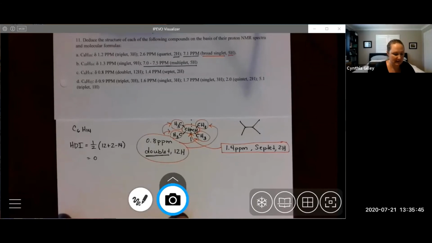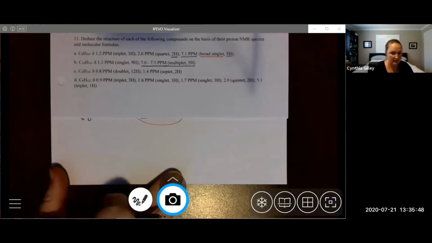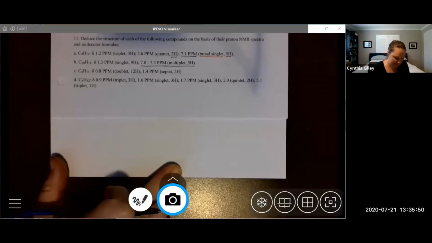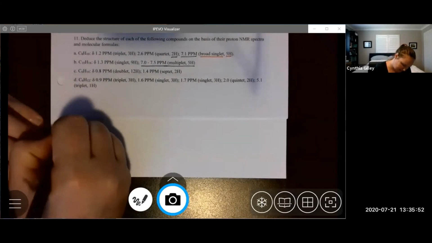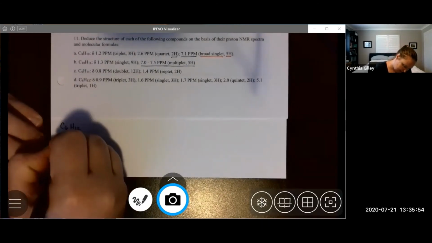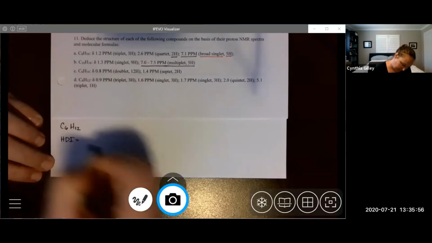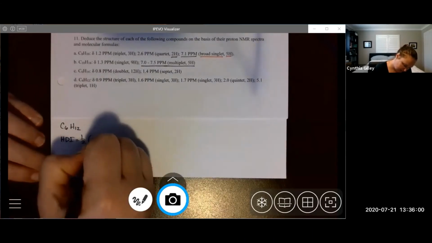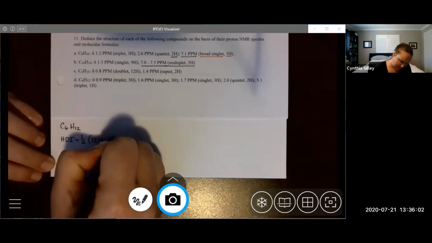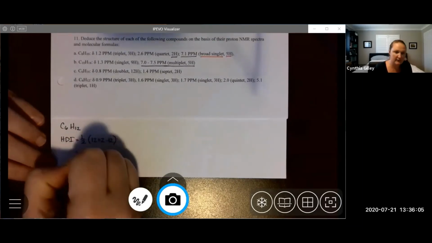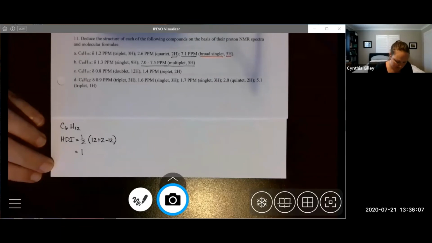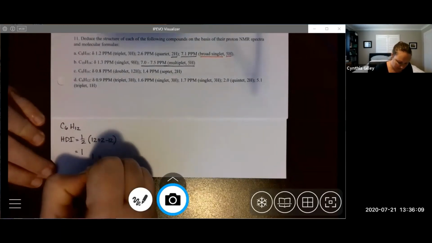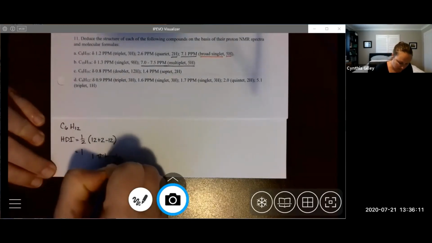Okay, last one here. We have C6H12. HDI is 1/2, 2 times 6 is 12, plus 2 minus 12. So equals 1. Right? So we have one pi bond or 1 ring.